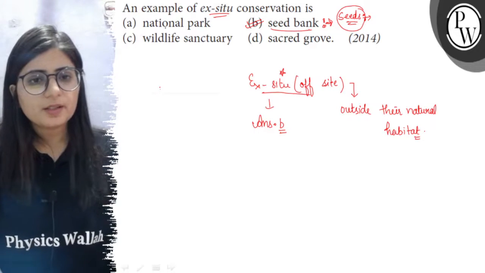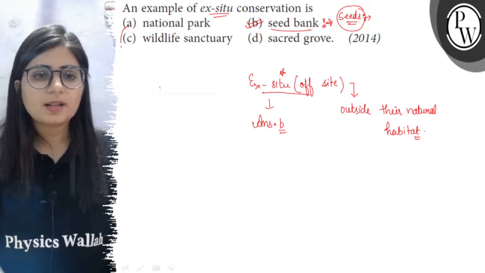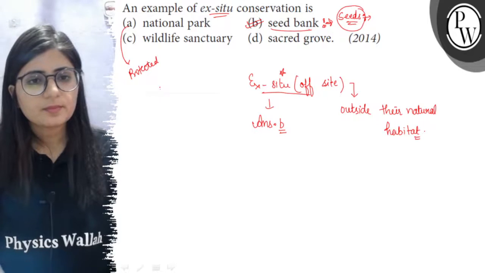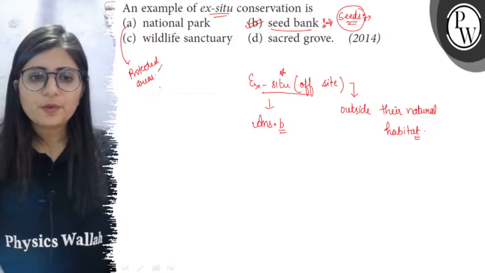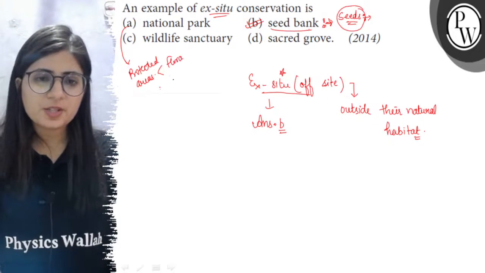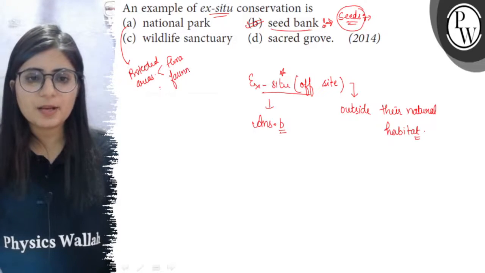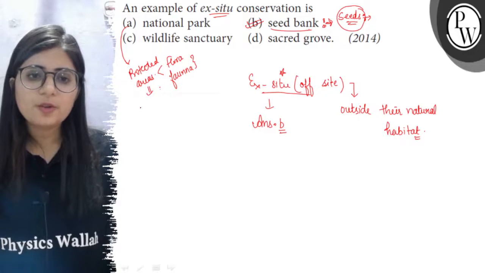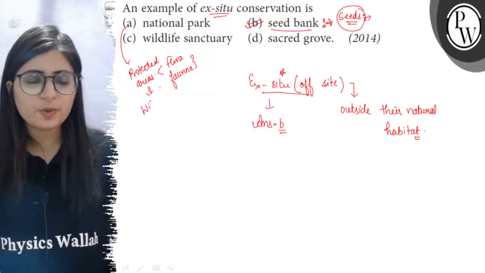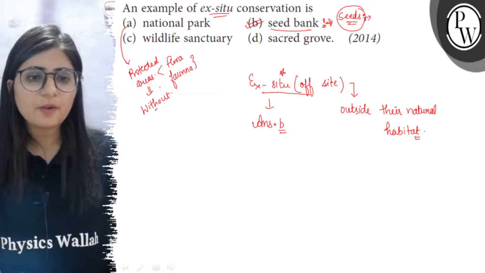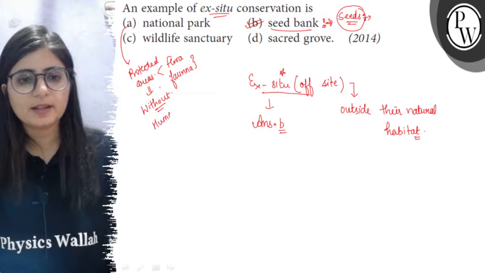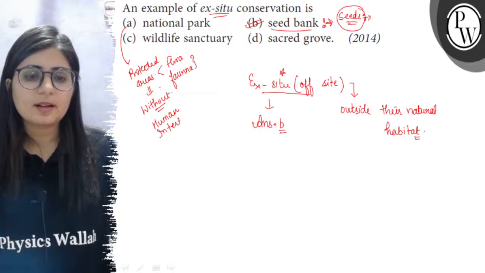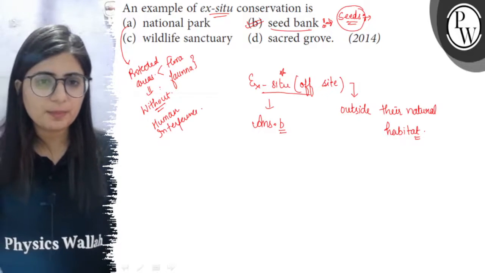While if we look at the other three, then national parks. So national parks are the protected areas where both flora, it means vegetation, and fauna, it means animals, are protected, and these areas do not have any human interference. So without human interference, the flora and fauna are protected in their natural habitat. Such protected areas are known as national parks.